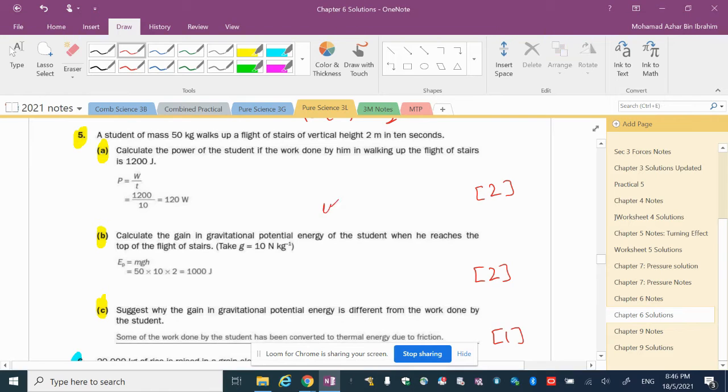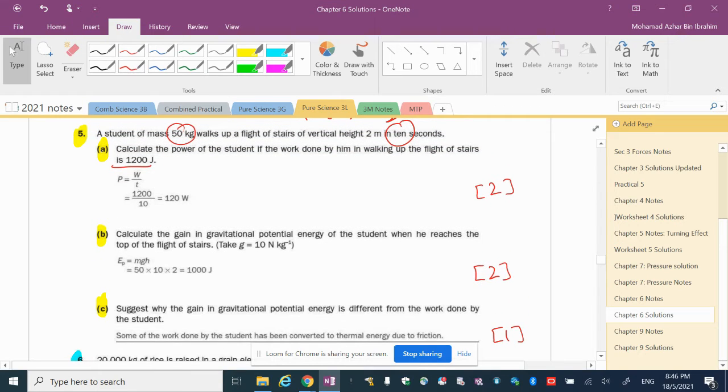All right, moving on to question number 5. You got a student of mass 50 kg walking upstairs. They ask you to calculate the power if the work done is 1,200. So just power equals to work done over time. Time is 10 seconds. Calculate again the GPE because it's 50. It's quite trivial. GPE equals to mgh.